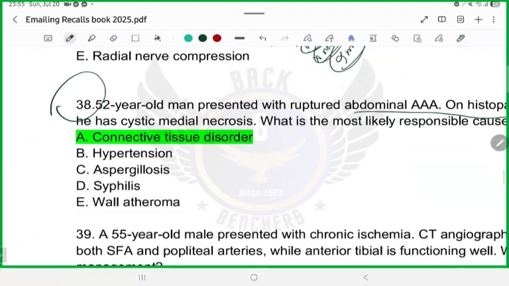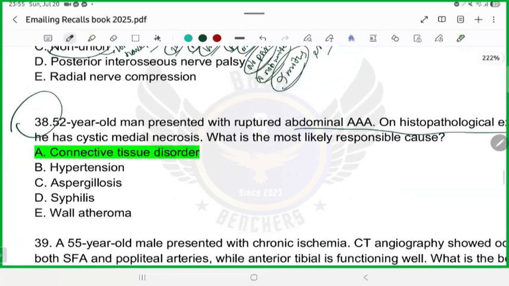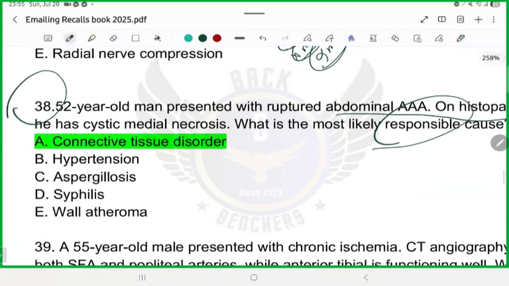52-year-old man presented with ruptured abdominal aortic aneurysm. He has a cystic medial necrosis. What's the most likely reason? Very simple. It's a connective tissue disorder, Marfan syndrome.